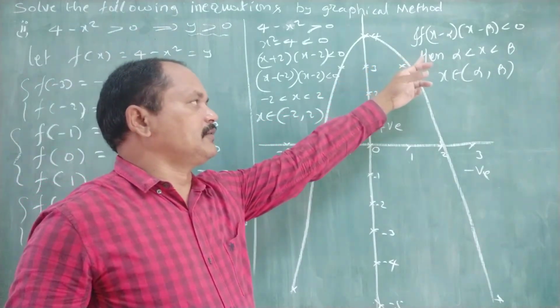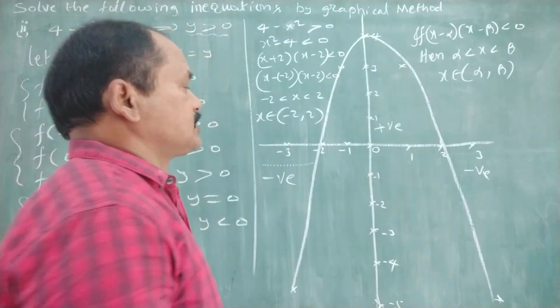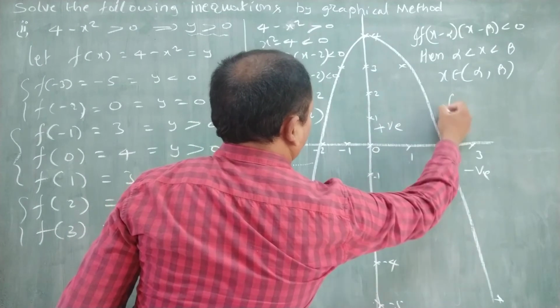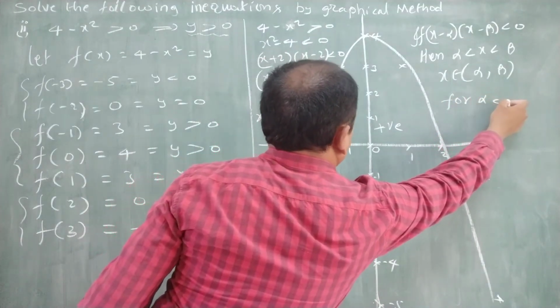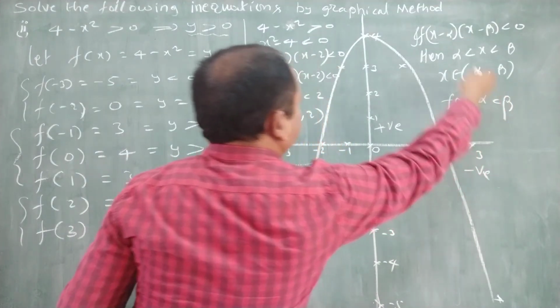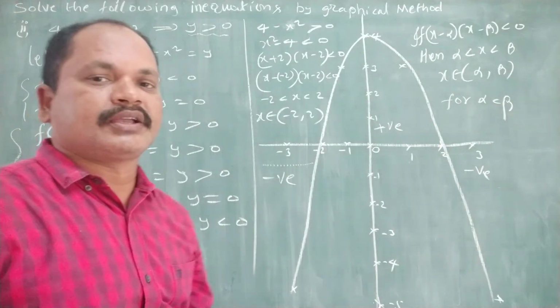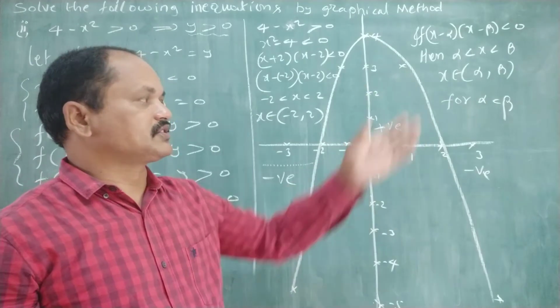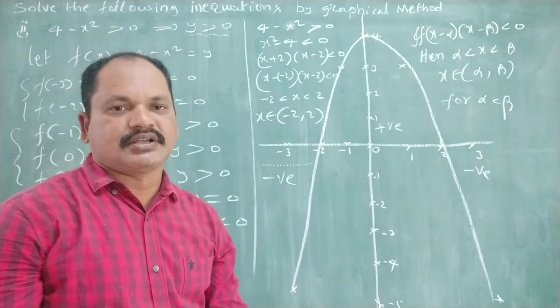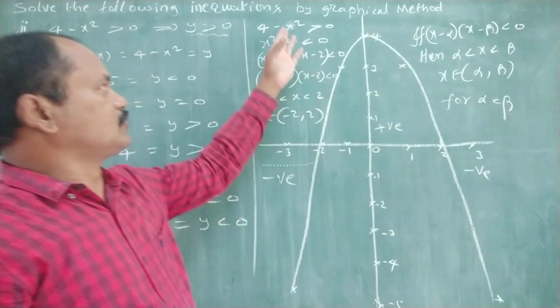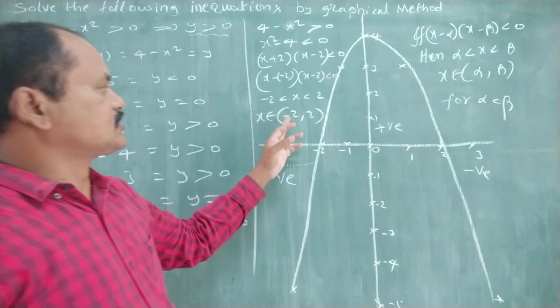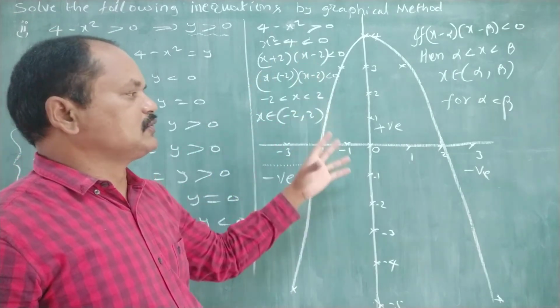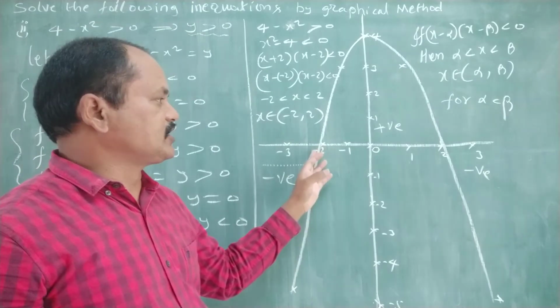Actually, this is the formula. Here always alpha is less than beta, for alpha less than beta. That is the concept of intervals on inequations. According to the intervals concept, you have to do it like this. And that's why the x value definitely lies within the interval minus 2 to 2.